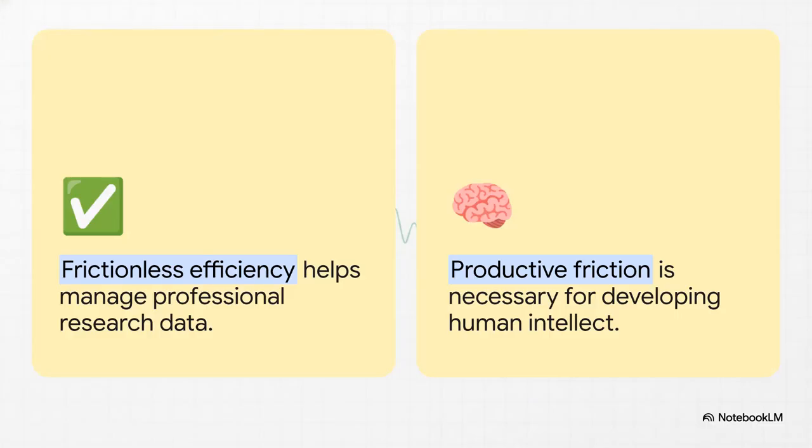So, let's synthesize what we've learned from both of these brilliant scholars. It turns out context is quite literally everything. In Belen Labrador's context, an expert linguist who already possesses deep analytical skills and just needs to sort through 1,000 texts, NotebookLM's frictionless efficiency is a total godsend. It's an amazingly empowering tool for managing professional research data. But in Christa Albrecht-Krijn's context, a student in a classroom who is still developing their human intellect, that exact same frictionless efficiency is potentially harmful because it bypasses the productive friction necessary for actual learning.